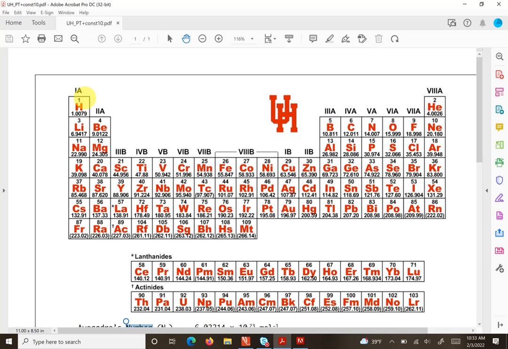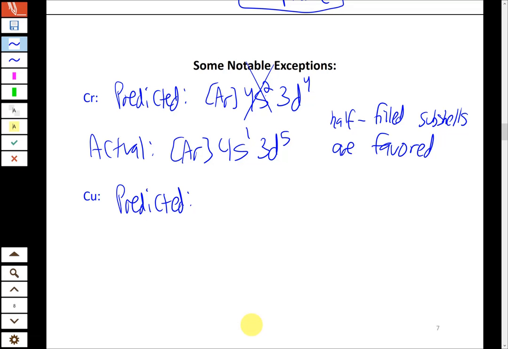if we go back to the periodic table, copper is here, so it's still going to be argon for the core electrons, 4s2, and then 3d, 1, 2, 3, 4, 5, 6, 7, 8, 9. Copper is the 9th element in the 3d, so we would predict that it ends with 3d9. All right, so this is what we predict for copper, by just looking at its location on the periodic table and filling in the electrons one at a time.